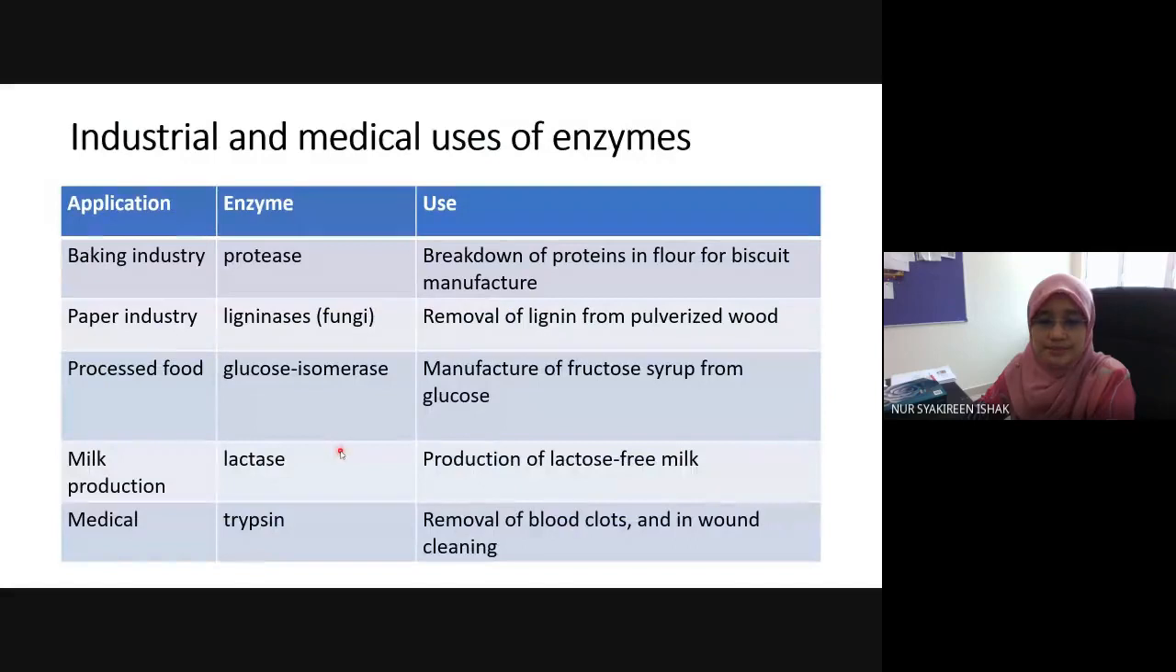Okay, so next one, industrial and medical uses of enzyme. Okay, so these are applied situation.